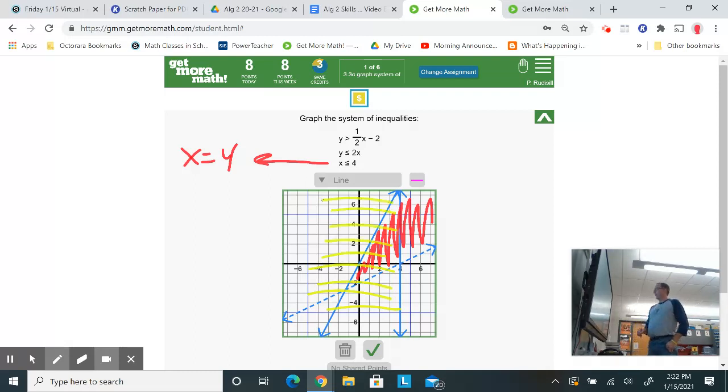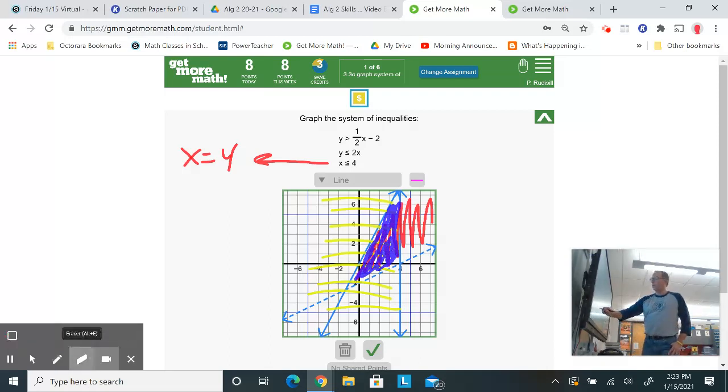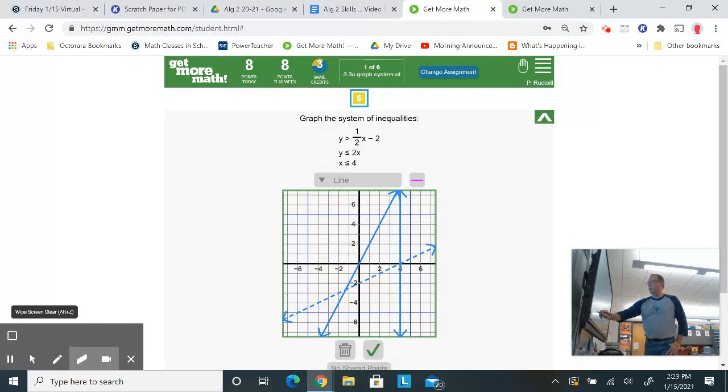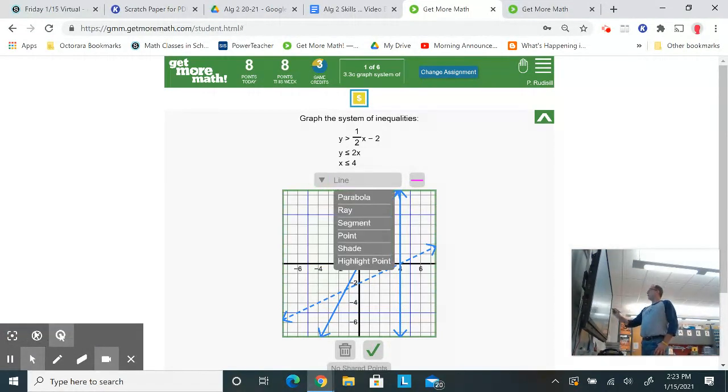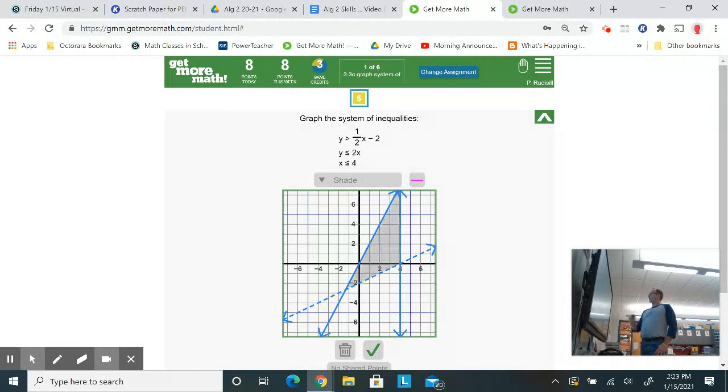So notice I'll use blue here, my final shading. I want everything in this section here, which is overlapped by the red and the yellow. So I'm going to erase all that. Let's grab our shading, and we want this spot right there. That's what's going to be the solution. All those ordered pairs would work for all of the inequalities. Good luck with those.